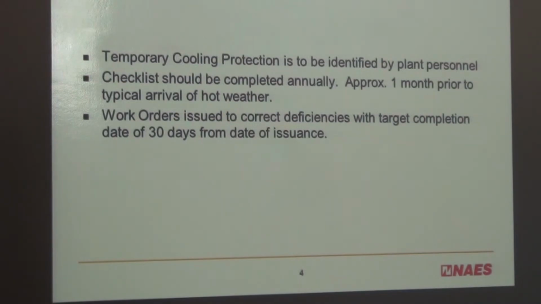Continuing with this, temporary cooling protection is to be identified by plant personnel. So if you know of any issues that we have, we need to bring that up to get that either corrected or at least mitigated with some temporary cooling. The check sheet should be completed annually, normally done by Byron. Of course, with the current situation of the corona, I may get one of the production leaders to do this. And for problems that are identified, work orders need to be issued to correct the deficiencies, with a target completion date of 30 days from the date of issue.